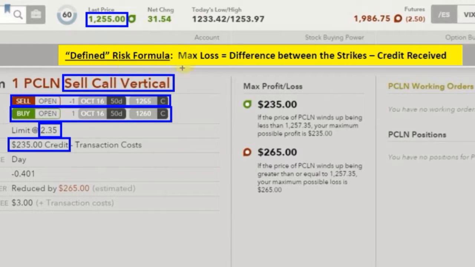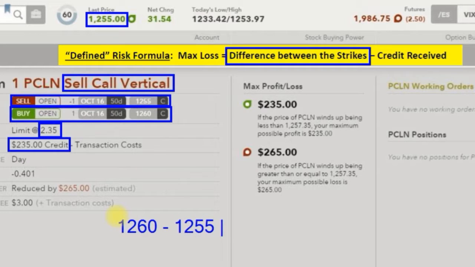So our defined risk formula is our max loss is the difference between the strikes. And what is that? Well, in this case, our strikes are $12.60 and $12.55. So the difference between those two is $5. And remember, everything in options is times 100, so the difference between the strikes is actually $500, minus the credit received. What did we receive for selling this? We sold it for $235.